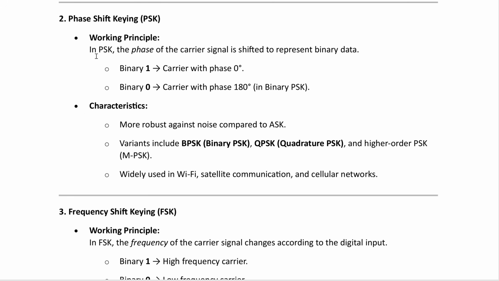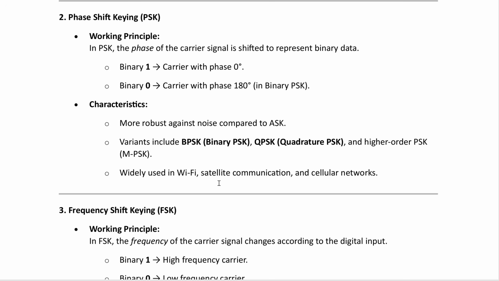Second is phase shift keying, or PSK. The working principle behind phase shift keying says that in PSK, the phase of the carrier signal is shifted to represent binary data. Binary 1 means carrier with phase 0. Binary 0 means carrier with phase 180. That is in binary phase shift keying. Characteristics: phase shift keying is more robust against noise compared to amplitude shift keying. Variants include binary phase shift keying, quadrature phase shift keying, and higher order phase shift keying, that is MPSK. It is widely used in Wi-Fi networks, satellite communication, and cellular networks.